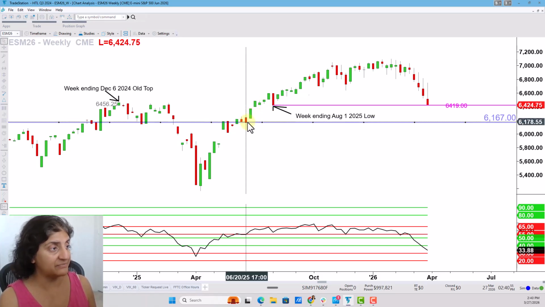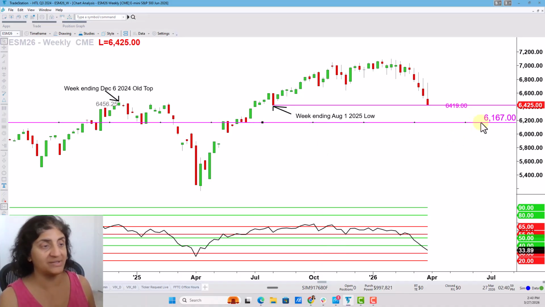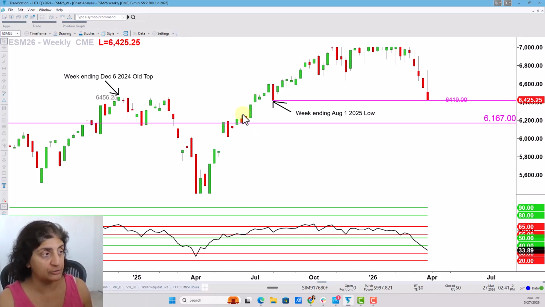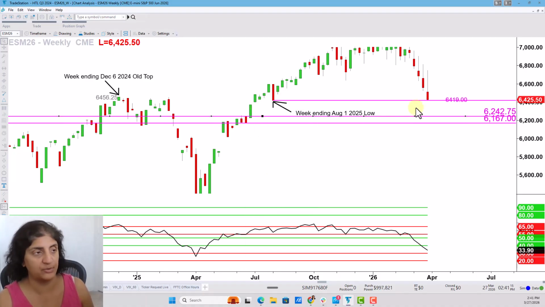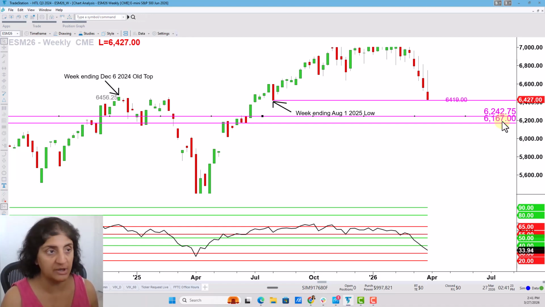And the next significant level I see is from this week ending June 20th at 6167. So I'm not saying we're headed there, but I am saying that if things really push below the 6419 we're at, I wouldn't be surprised if we get to that week's range. So that includes the low I just marked off, as well as the old high from that week. So that's the next zone of support to monitor, 6242.75 and 6167.00 if futures keep pushing below 6419, okay?